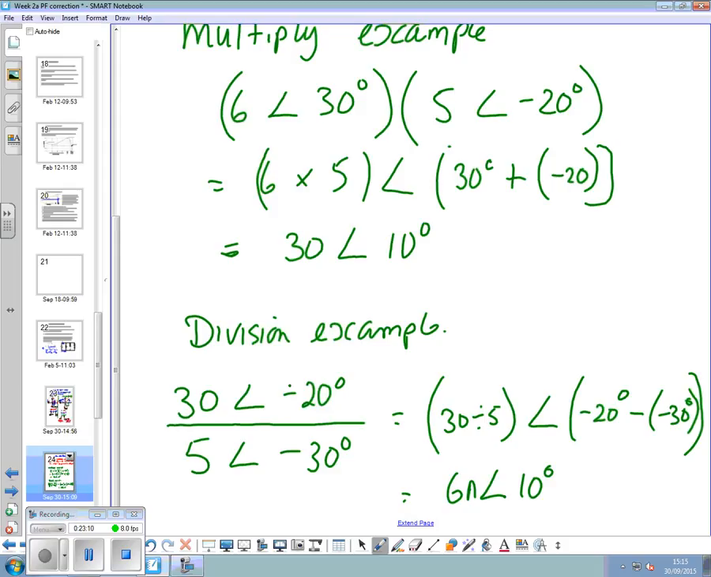Sometimes the answer is just a number because that'll be a ratio where the units are the same. You divide volts by volts, it's just a ratio. All right. So that's complex arithmetic.